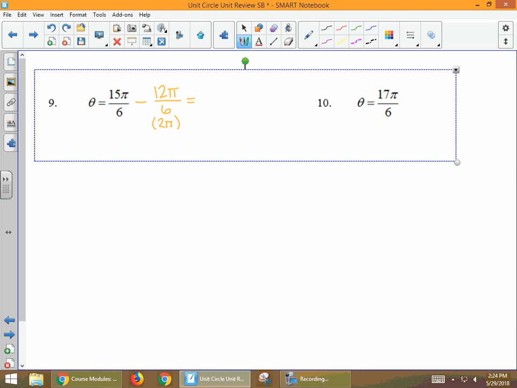Remember, we can only subtract 2 pi or add 2 pi to get to that same spot on a unit circle. So when I subtract 12 pi over 6, 15 minus 12 is 3. And 3 pi over 6 reduces down to pi over 2. So I'm doing all 6 trig ratios at pi over 2. Pi over 2 is that top spot, 90 degrees. Cosine there is 0, sine is 1.